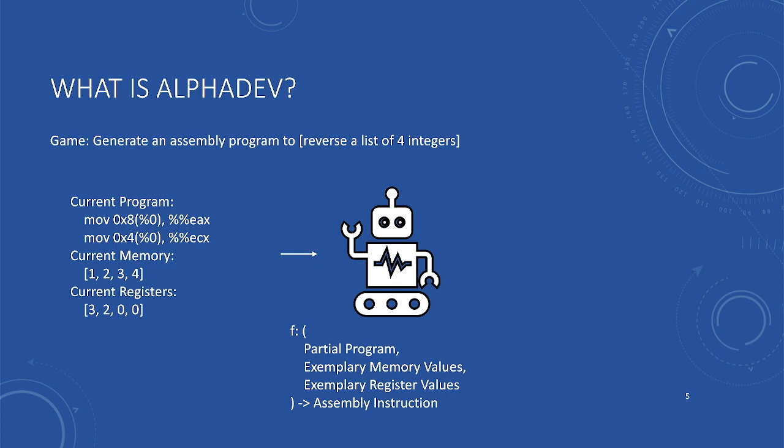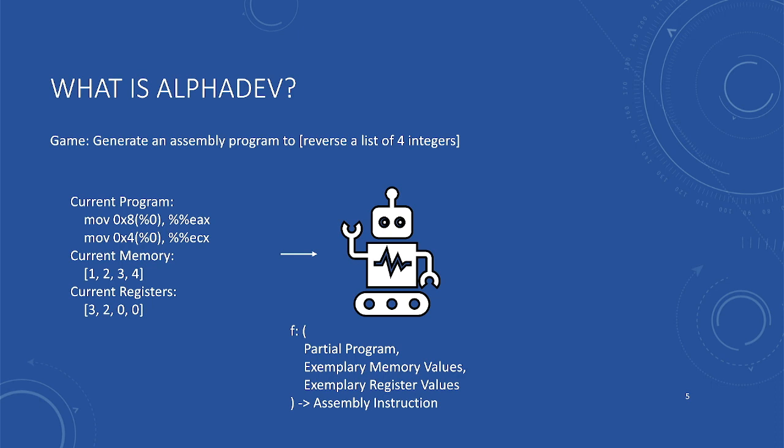It's no longer the pieces of a chessboard. Now it's a partial program as well as exemplary memory and register values. So what does that mean? The idea of our game here is that we'll start with an empty program, and then a move in our game consists of adding a new instruction. So in the second move, you already have a partial program that has one instruction, and you'll append a second instruction. And you keep on appending new instructions until eventually you've solved the given task.